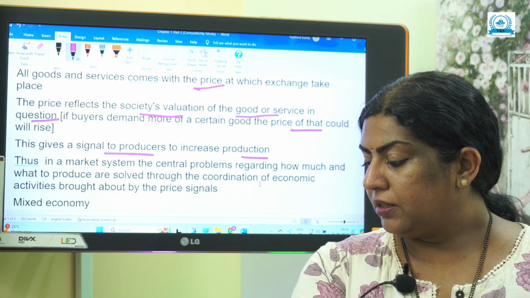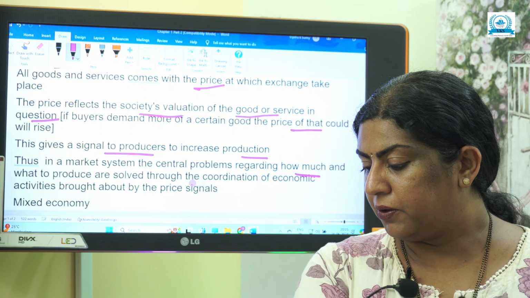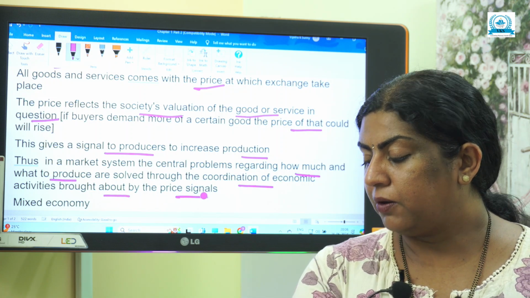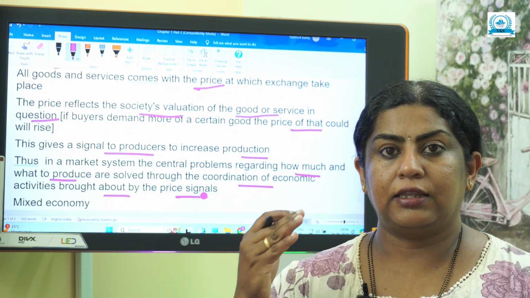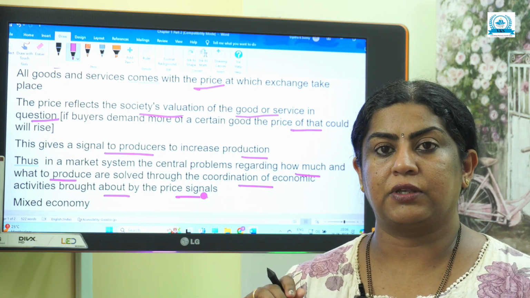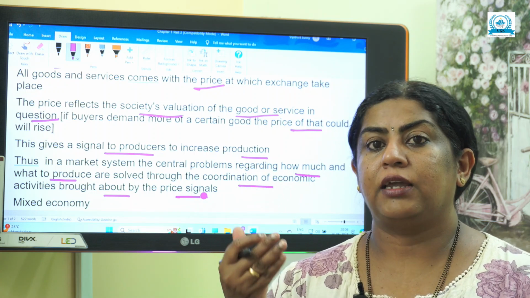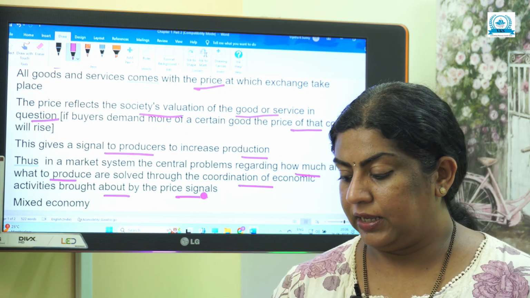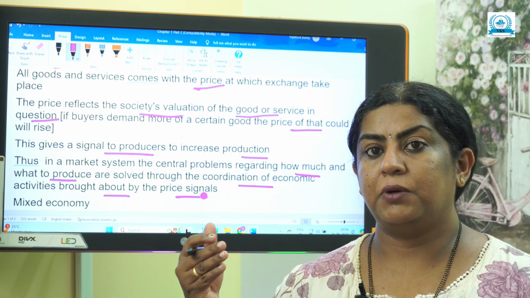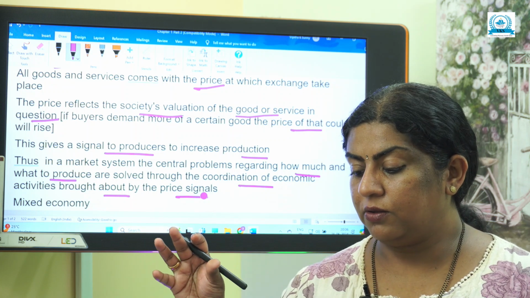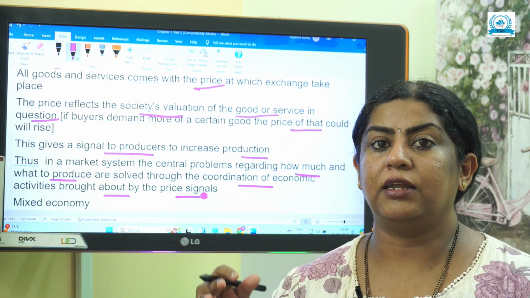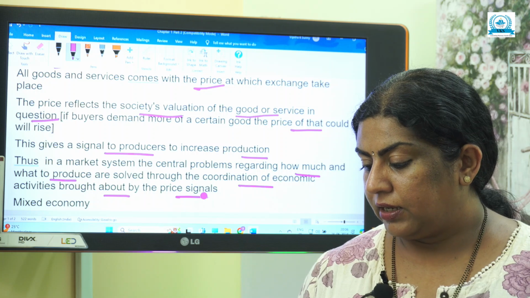Thus, in a market, the central problems regarding how much to produce and what to produce are solved through the coordination of economic activities brought about by price signals. So we studied the three main problems: what to produce and in what quantity, how to produce, and for whom to produce. The first problem, what to produce and in what quantity, can be solved easily by these signals, that is, seeing how much demand is there and how much the prices can be increased. Seeing all those things, a producer can decide what to produce and in what quantity.